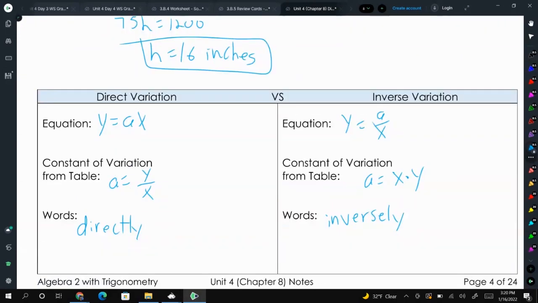All right, so down here I wrote out the differences between direct and inverse variation, what the equations look like, how to get the constant of variation from a table or from a word problem, and then what words to look for in a word problem. So take a minute to copy this down.